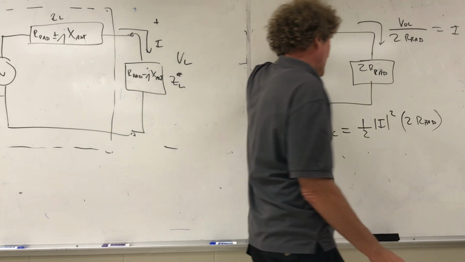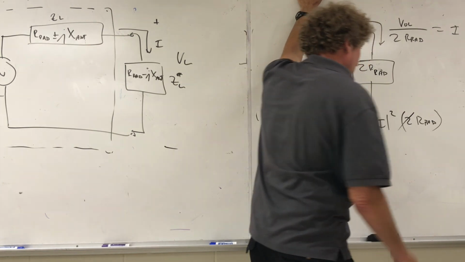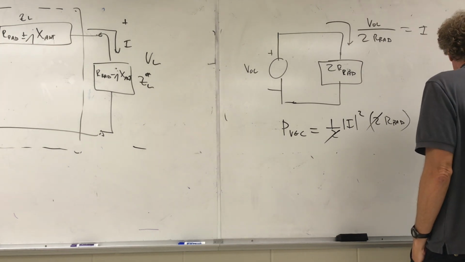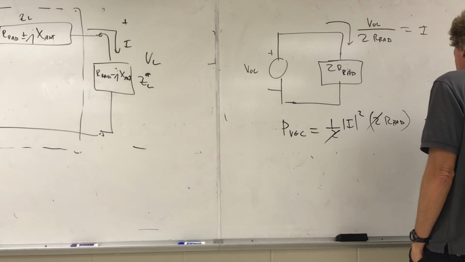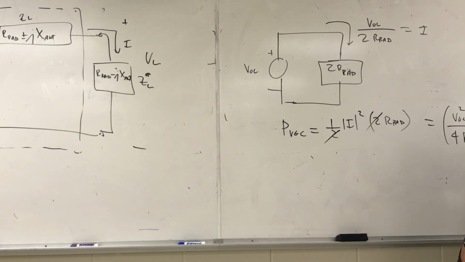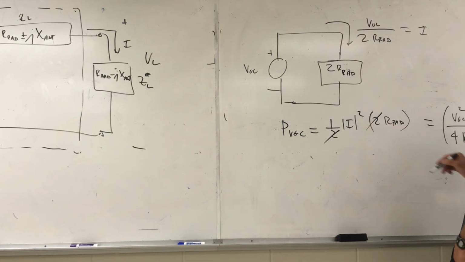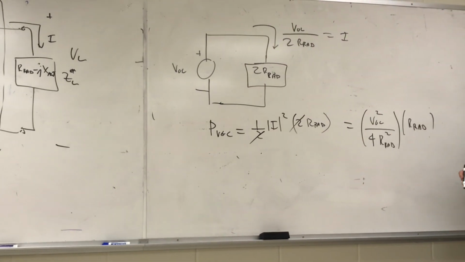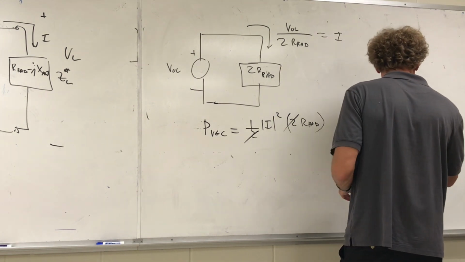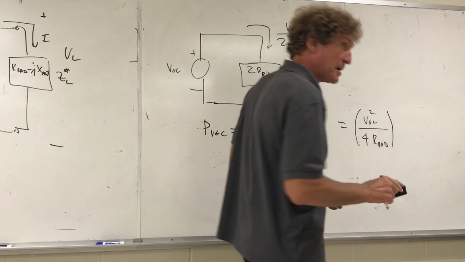I'm going to go ahead and put in for I. You see these 2's cancel, by the way? Now I have I squared, so I have VOC squared over 4R rad squared. That's equal to I squared, and that's times R rad. We're going to solve for the open circuit. That's my key. Is everybody with me to this point? You can see this R rad cancels one of them, and you have this, agreed?